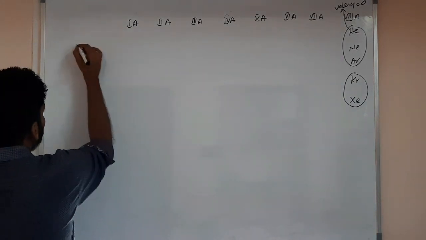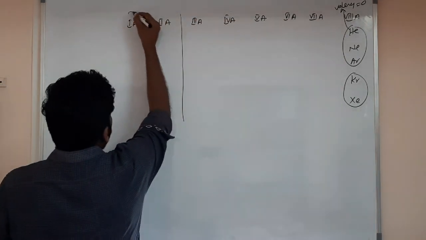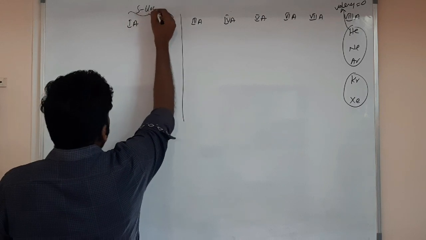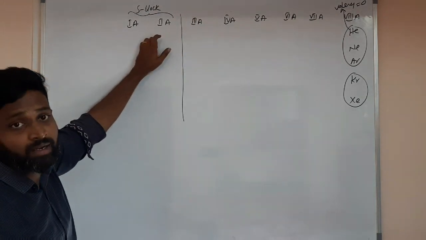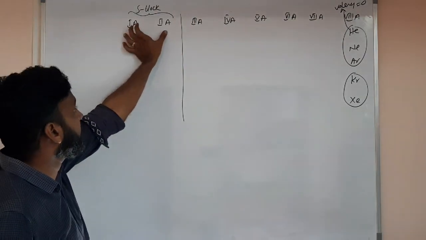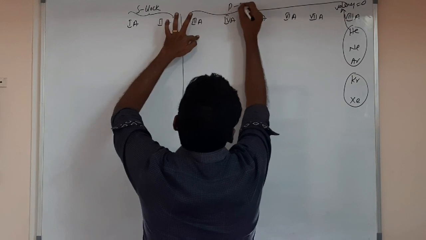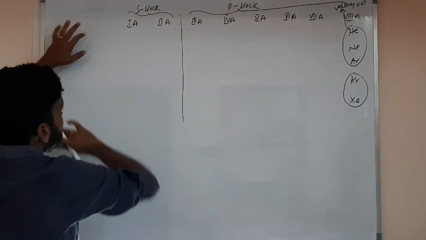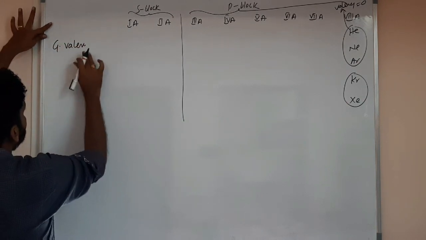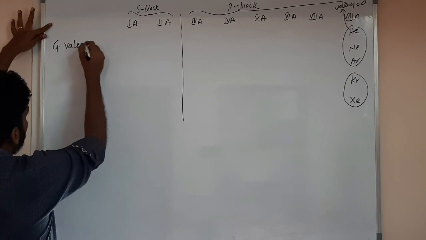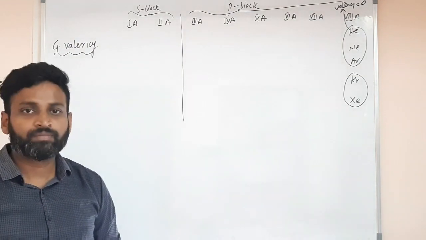Let's see. These two, 1A and 2A, are S block. The 1A group elements are called alkali metals and the 2A group elements are alkaline earth metals. So 1A and 2A are S block elements, and 3A to 8A are P block elements. But what about the general valency? What is the general valency?